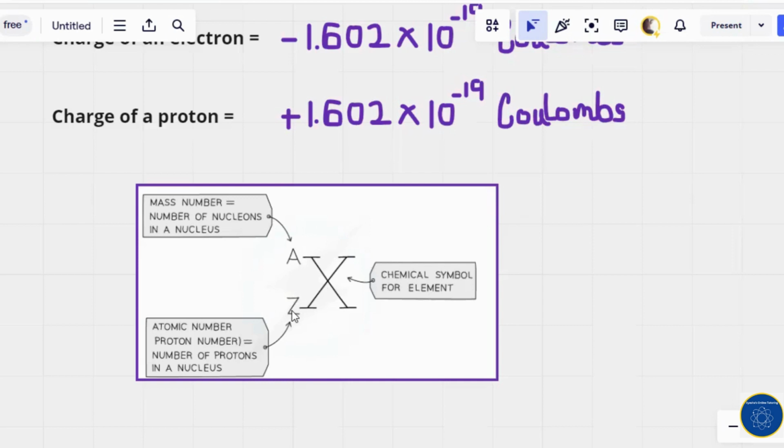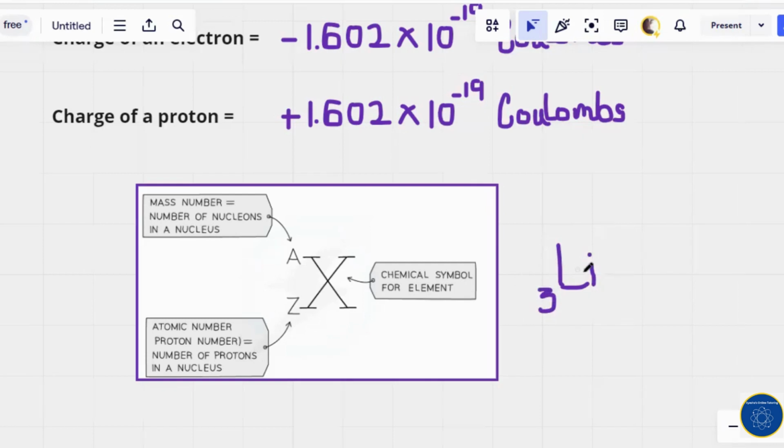It is the number of protons in the nucleus of an atom, and it has the symbol Z. The atomic number is equal to the number of electrons as well, present in the neutral atom of an element. For example, let's suppose lithium. Lithium is an element of group first. Lithium has atomic number 3.